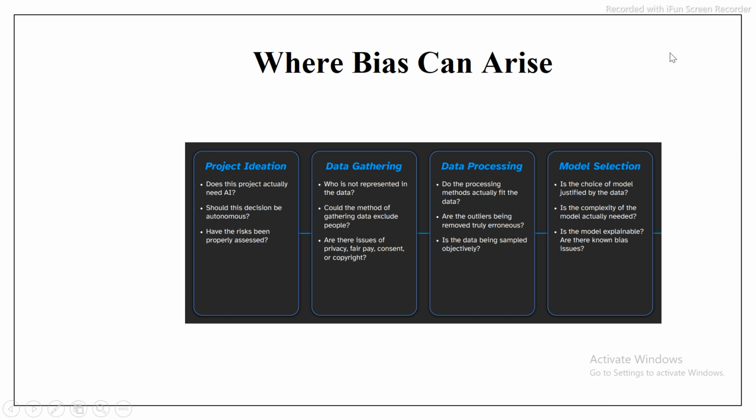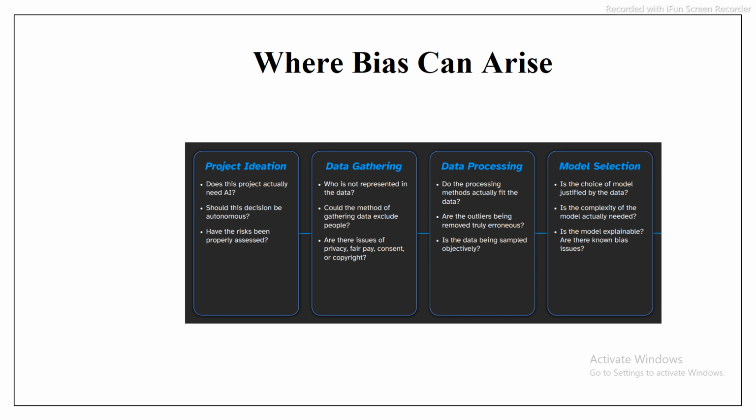Should this decision be autonomous? Has this risk been properly assessed? If there is some problem or some risk, can you assess it or not? Next, data gathering: who is not represented in the data?